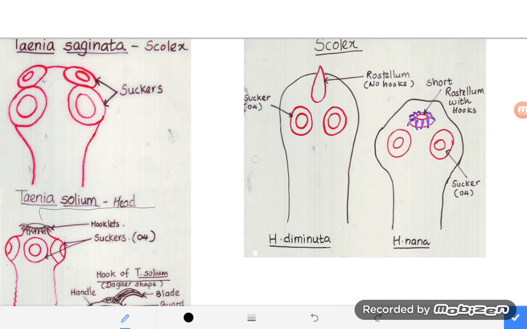In the case of hooks, Taenia saginata and Hymenolepis diminuta do not contain the hooks. So only Taenia solium, Echinococcus granulosus and Hymenolepis nana contain the hooks. Okay, clear? Then when we consider Hymenolepis nana, it has a single row of hooks, but in the case of Taenia solium and Echinococcus, 2 rows of hooks.